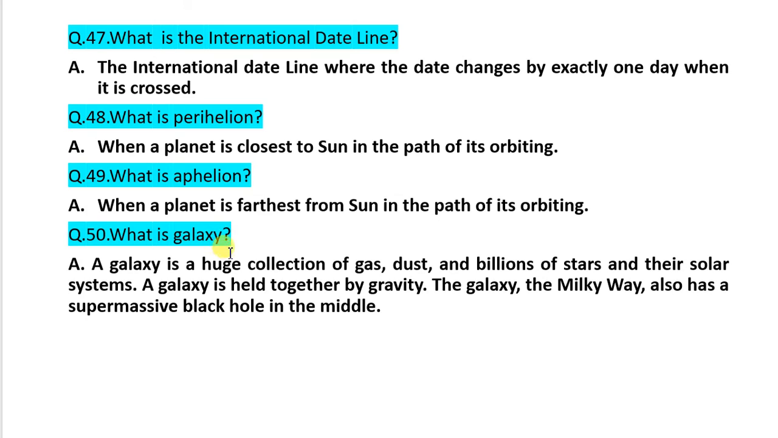Next question. What is a galaxy? The answer is, a galaxy is a huge collection of gas, dust and billions of stars and their solar systems. A galaxy is held together by gravity. The galaxy, the Milky Way, also has a supermassive black hole in the middle.